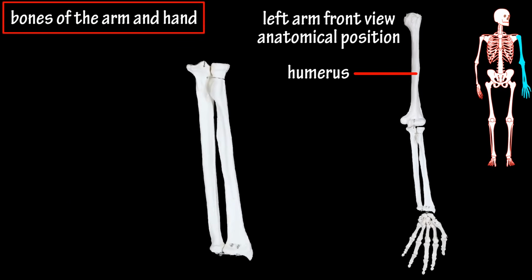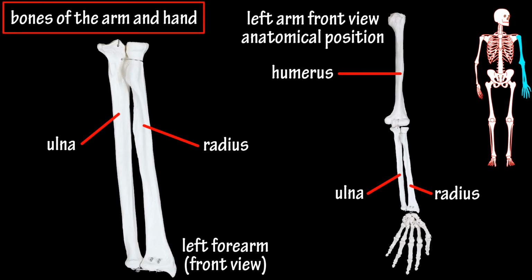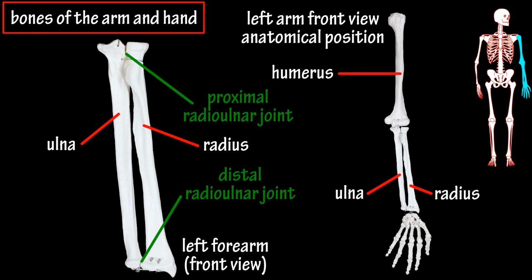The radius and ulna are the bones that make up your forearm. In the anatomical position, the radius is located laterally, or further from the trunk of the body, and the ulna is located closer to the trunk of the body. There are also two different joints formed between these bones called radioulnar joints. One is located at the upper or proximal parts of the bones near the elbow, and it is called the proximal radioulnar joint. And the second is called the distal radioulnar joint, and it is near the hand.